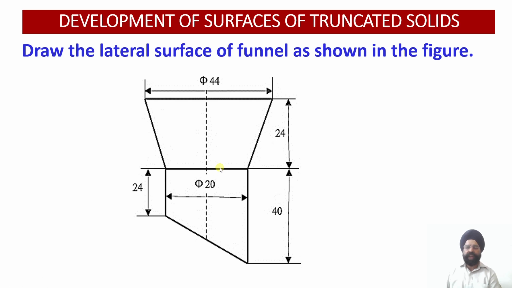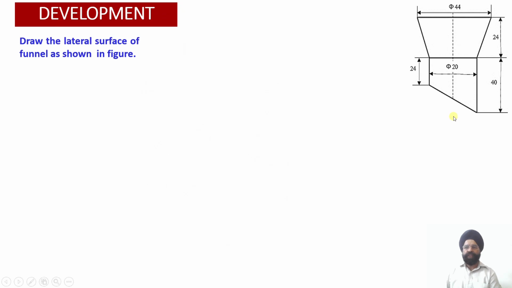So let us start working on the development of this funnel as a whole. First of all, we need to draw the original object. This is the original object that is available with us. Here we have a frustum of a cone in which the base diameter is 44 millimeter, the frustum top diameter is 20 millimeter, and the height of this frustum is 24 millimeter.